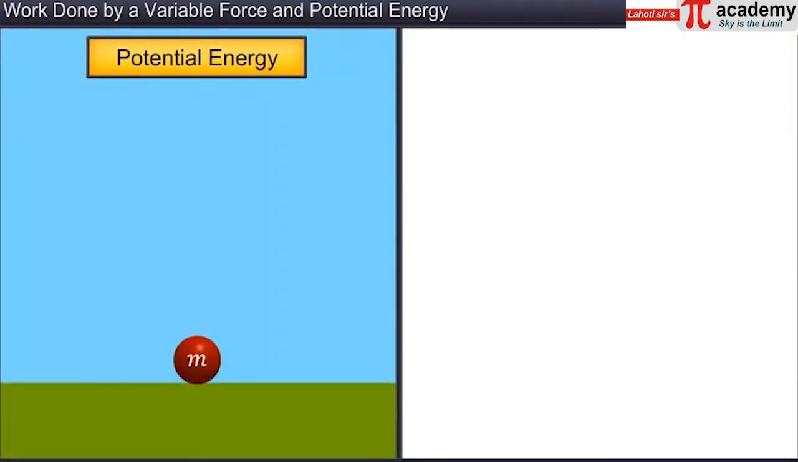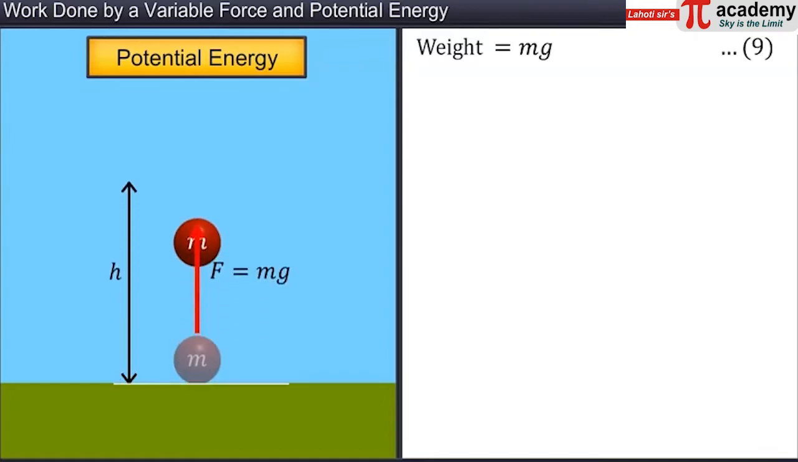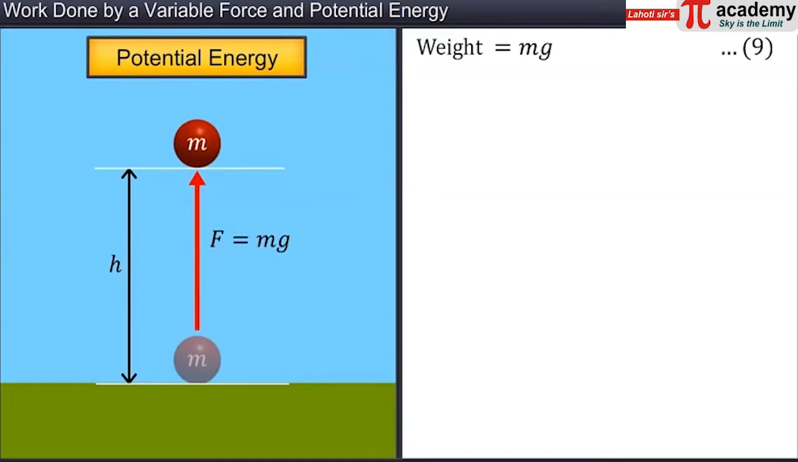Consider a body of mass m placed on the surface of the earth. The weight of the body placed on the surface of the earth is denoted by mg. Let this be equation 9. To raise the body through height h above the surface, the minimum force required is its weight, which is equal to mg.